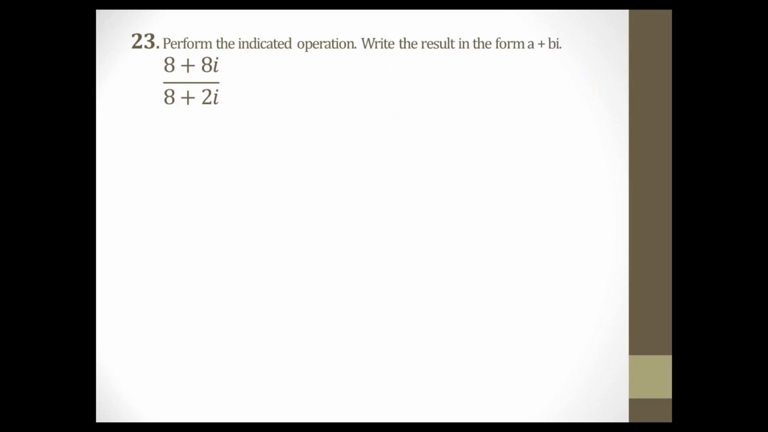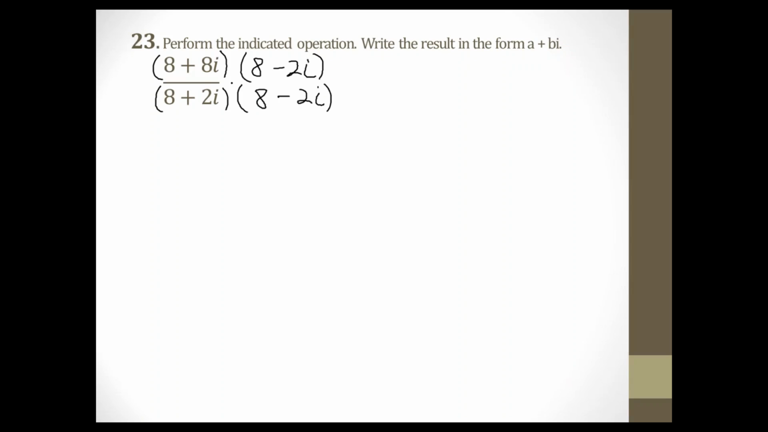Okay. Problem number 23. Perform the indicated operation and write the result in the form a plus bi. So mainly what happened is that we don't want to have any i values in the denominator, and to eliminate them we can use the method of multiplying by the conjugate. The conjugate of the denominator would be 8 minus 2i, and we do that to top and bottom.